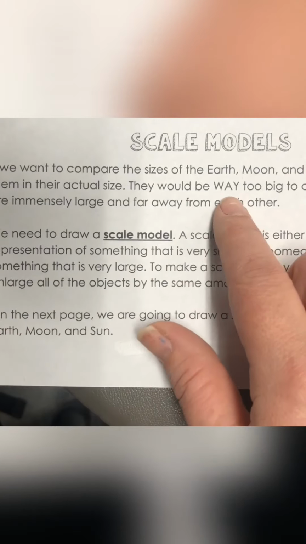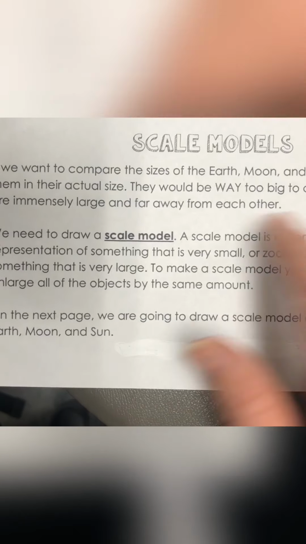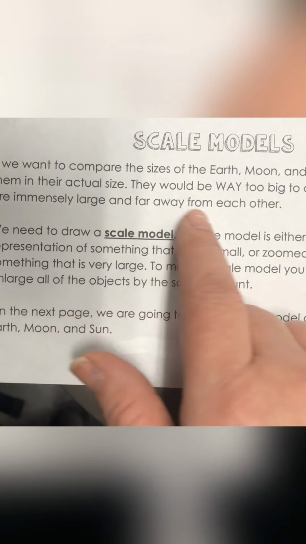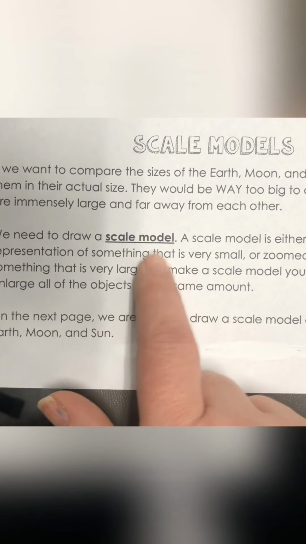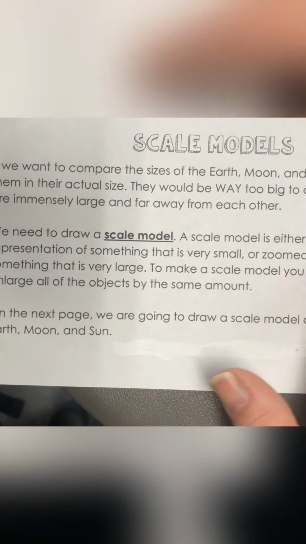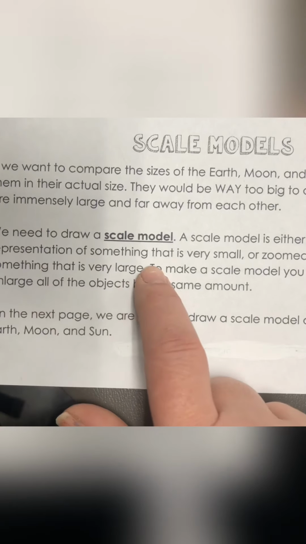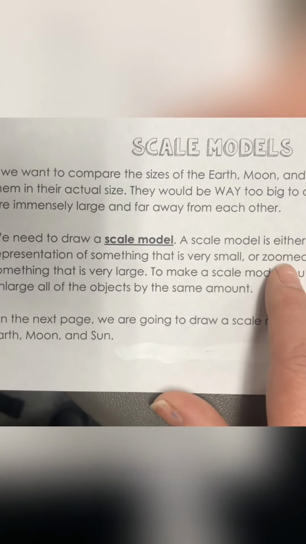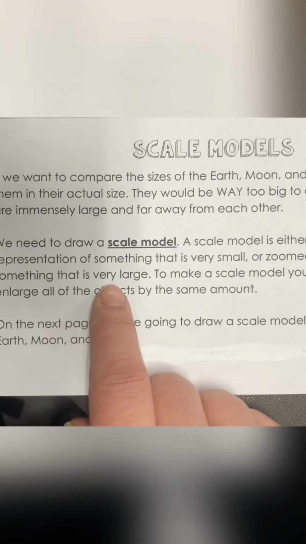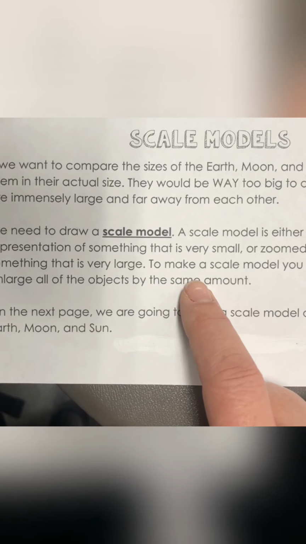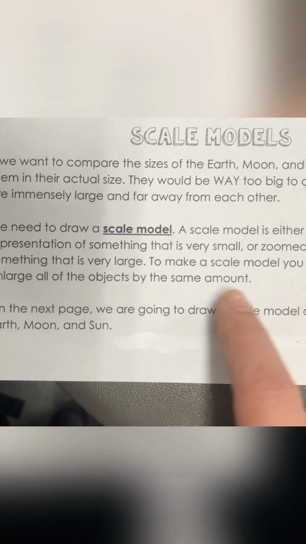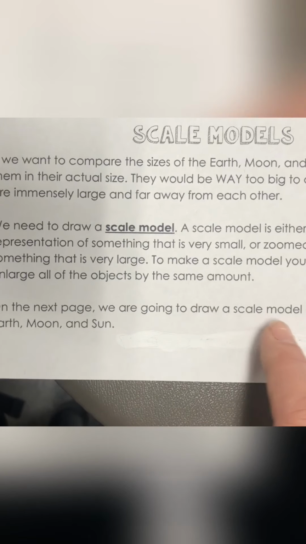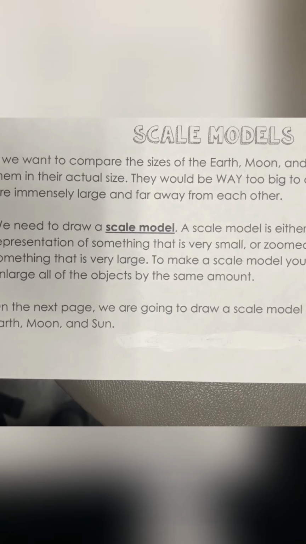They would be way too big to draw. These objects are immensely large and far away from each other. We need to draw a scale model. A scale model is either a zoomed-in representation of something that is very small or a zoomed-out version of something that is very large. To make a scale model, you either shrink or enlarge all the objects by the same amount.